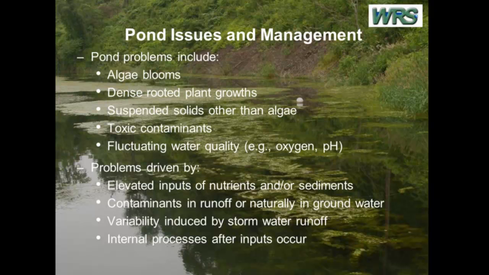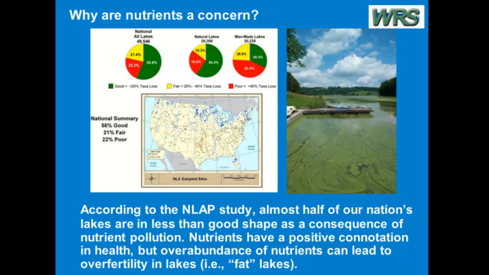This is particularly true for phosphorus, which is a critical nutrient in the aquatic environment. Okay, so why are nutrients a concern? I've mentioned these a bunch of times. People tend to think, well, nutrients, nutrition, that's a good thing, right? Well, it is to a certain extent, but unfortunately, when we get overloads of nutrients, particularly phosphorus and nitrogen, that's when we get the aquatic problems that really stand out to people, particularly algae blooms.